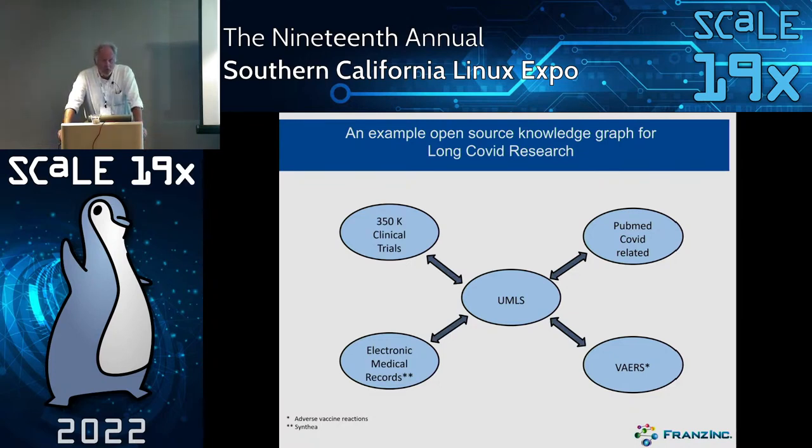So one example of a knowledge graph is something we built for a long COVID researcher, right? Long COVID is a really, really big problem, and people are starting to research it. But in order to study that, you need to look at many different information types. If you want to say something about the phenomenon of long COVID, you really want to look at all the clinical trials that have been done, right?